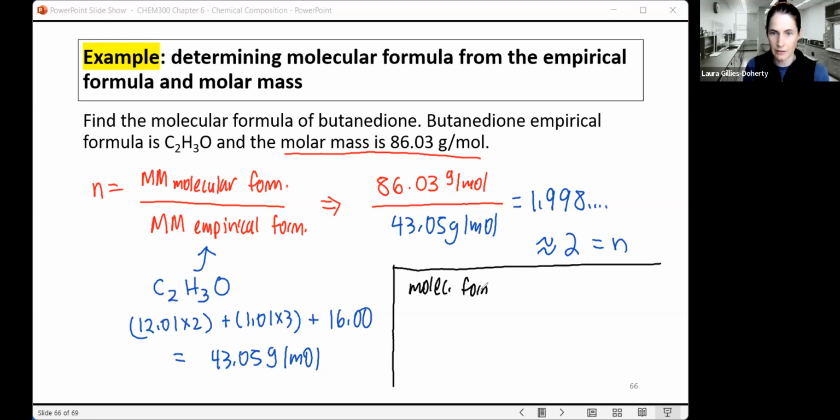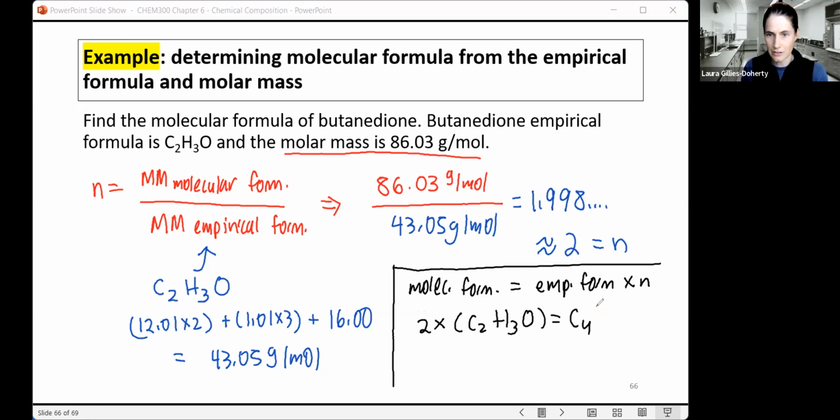Molecular formula equals empirical formula times N. So we're going to have 2 times C2H3O. So 2 times 2 gives us C4, 2 times 3 gives us H6, and then O2.